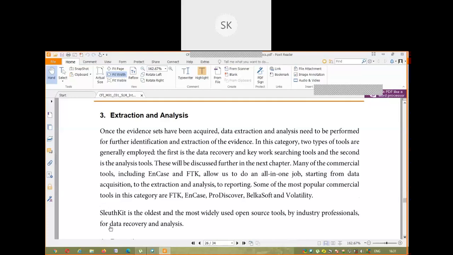And the oldest is this one, Sleuth Kit. It's the oldest and most widely used open source tool for data recovery. This tool maybe we will use in the lab. Try it. This is a data recovery tool, one of the data recovery tools.